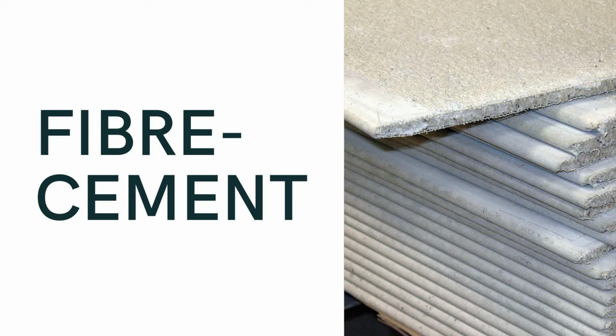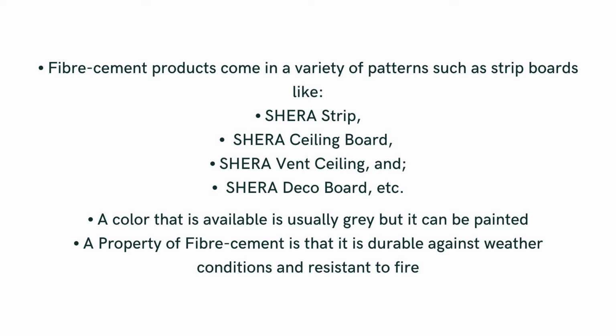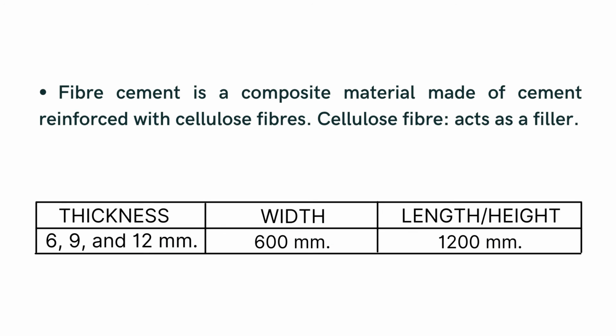Thickness is 9.5 and 12.5 millimeters. Width is 600 millimeters. Length or height is 1,200 millimeters. Installation. Brands available. Fiber cement. Fiber cement products come in a variety of patterns such as strip boards like Shera Strip, Shera Ceiling Board, Shera Vent Ceiling, and Shera Deco Board, and many more.